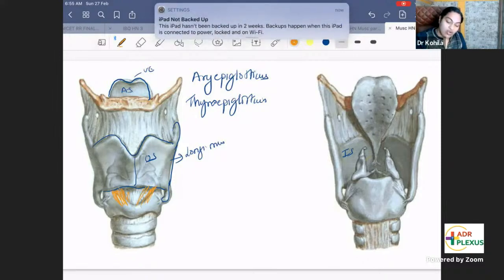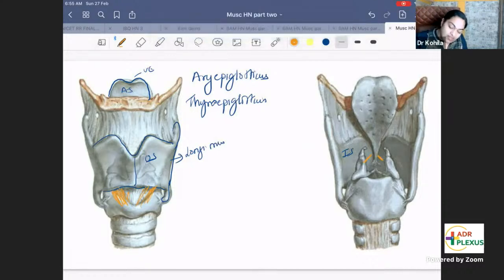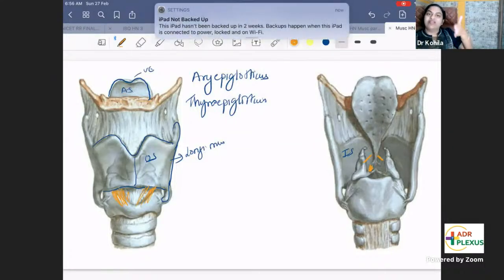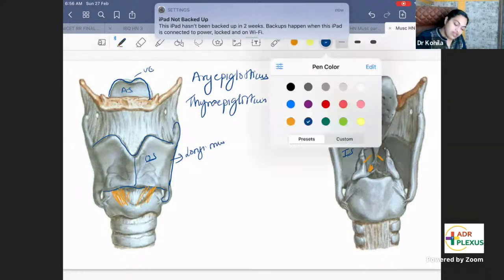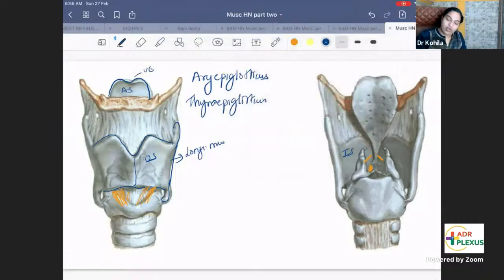Okay. You have a thyroarytenoid. One more. Can anyone tell me? The vocalis muscle, right? The vocalis muscle here that you see here attaches from the inner surface of the thyroid angle to the vocal process of arytenoid. So please remember there are three muscles that you should remember in relation to the thyroid. What is it?